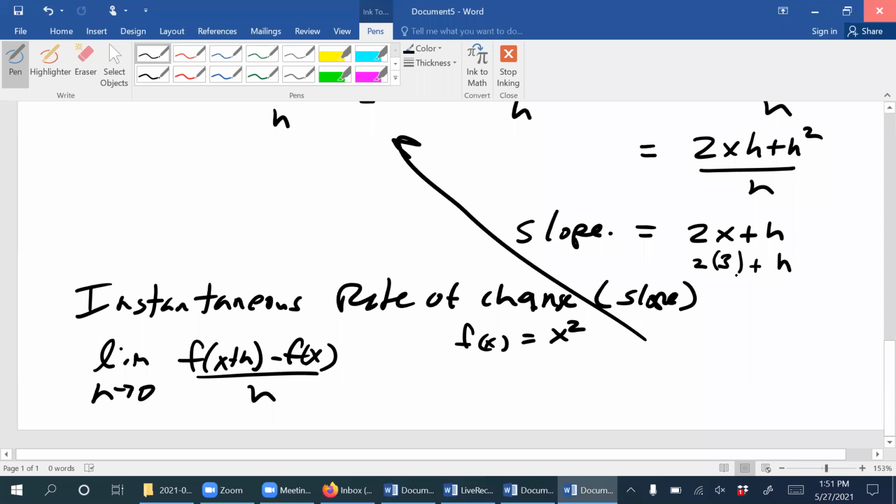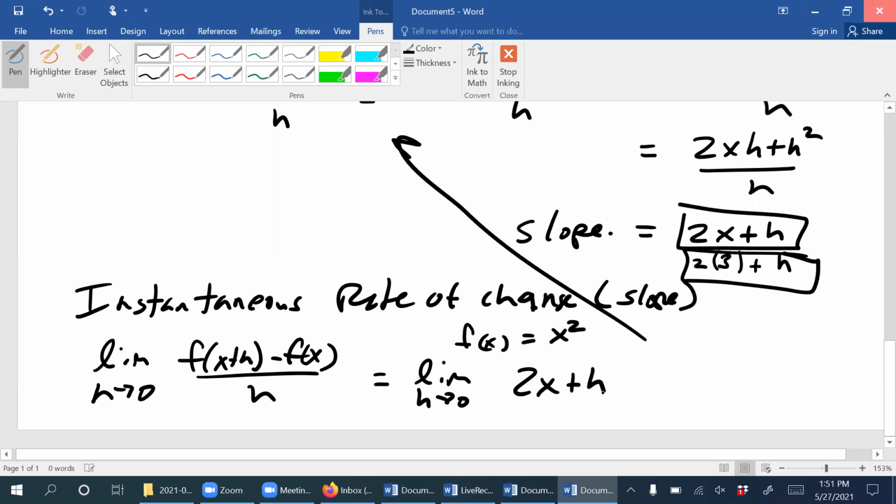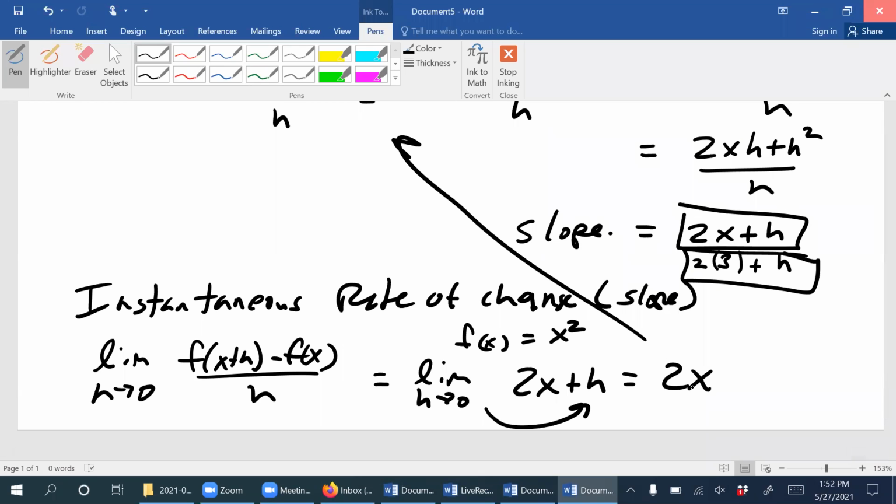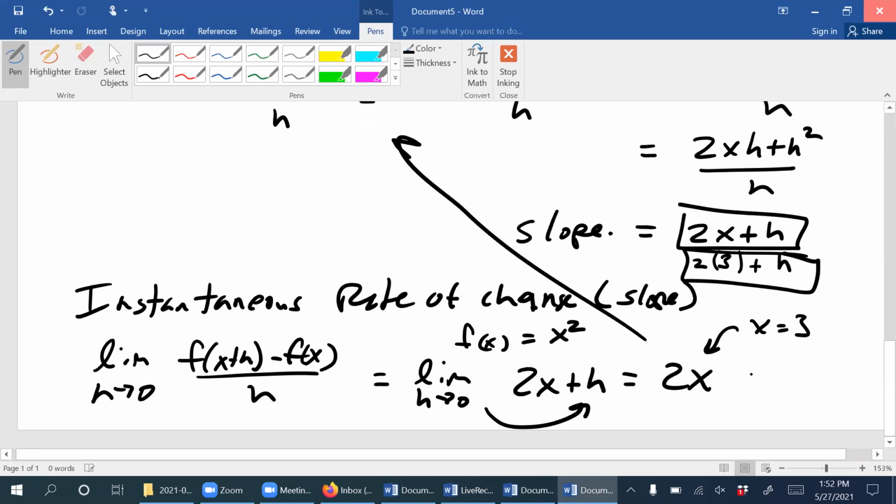Then the inside part becomes 2x plus h. So the limit as h gets closer to 0 of 2x plus h, we just plug in 0, and get 2x. This equation is the slope at any one point in this graph. Not only do we say it's 2x, if you just told me the x is, like we just said in the last problem, 3, we plug in 3, the slope is going to be 6. I can tell you what the rate of change is at that one point.